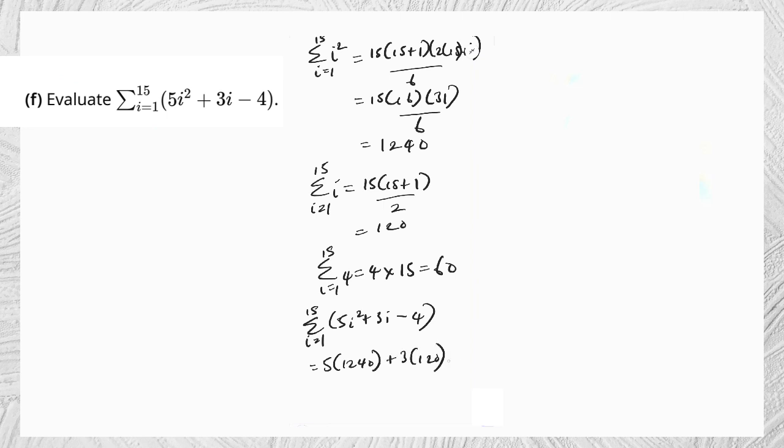So when we bring everything together, we're going to end up with 5 times 1,240 plus 3 times 120 minus 60. 5 times 1,240 will give you 6,200 plus 3 times 120 will give you 360 minus 60. So your final answer is 6,500.